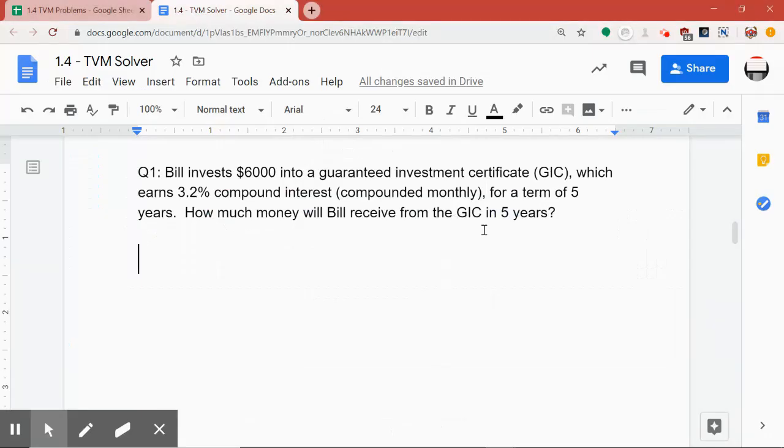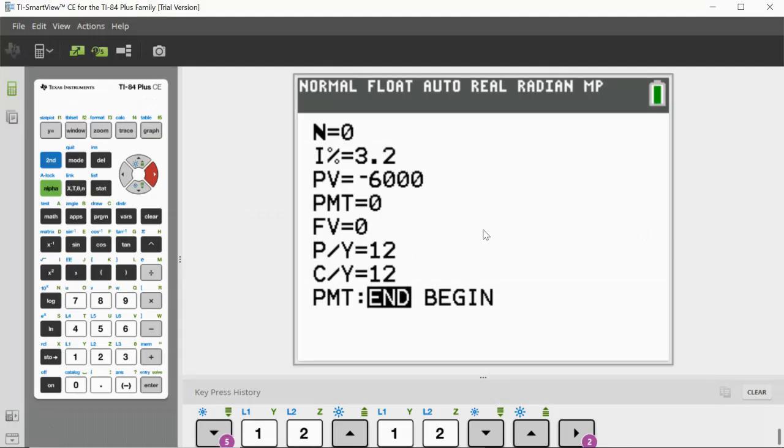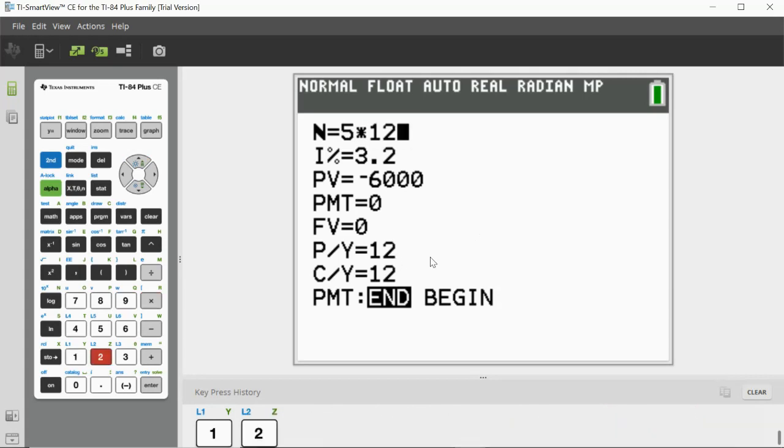And this is invested for a term of 5 years. So N is the number of years it's invested times whatever value is in P over Y here. And this is the number of times that our investment is compounded per year. So this is 12. If we just put 5 times 12 here using the multiplication sign, note that it will change it to 60 immediately as I hit enter.